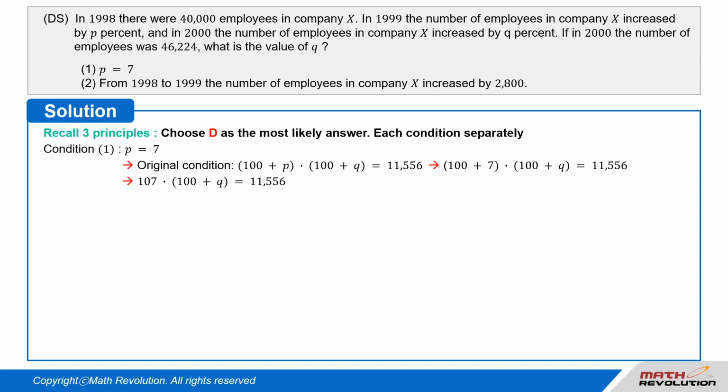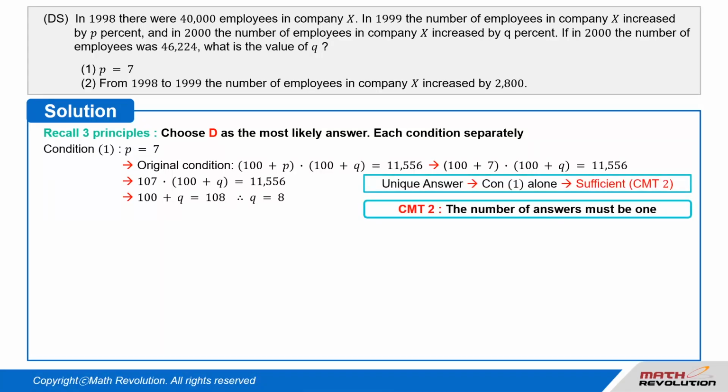Substituting P equals 7 in (100 plus P) times (100 plus Q) equals 11,556, we get (100 plus 7) times (100 plus Q) equals 11,556, or 107 times (100 plus Q) equals 11,556. This simplifies to 100 plus Q equals 108, or Q equals 8. So, the condition is sufficient by CMT2, which states that there must be only one answer.